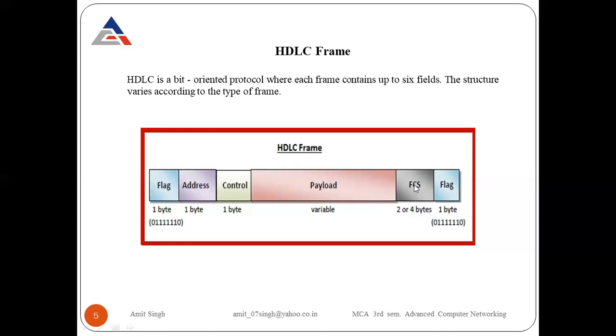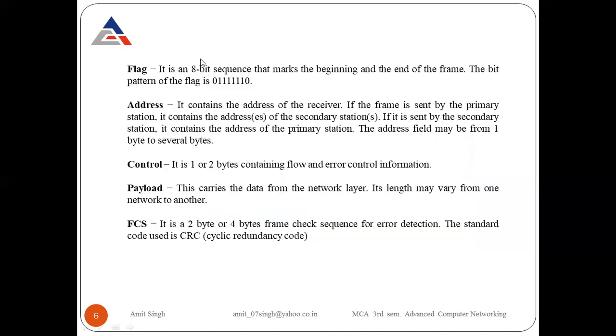Now we are discussing all the 6 fields. Let's start with the first. It is a flag. It is an 8-bit sequence that marks the beginning and the end of the frame. The bit pattern of the flag is 0, then 6 times 1, then 0. Now the second one is the address.